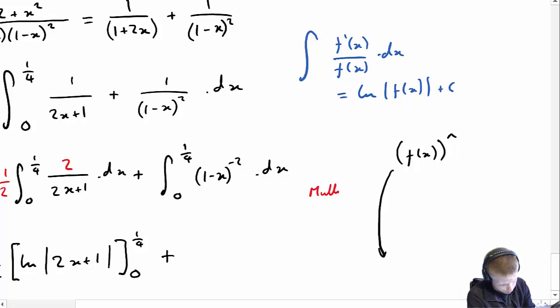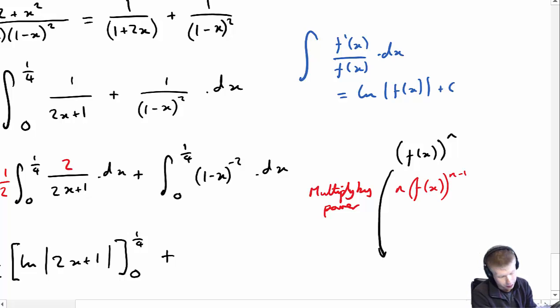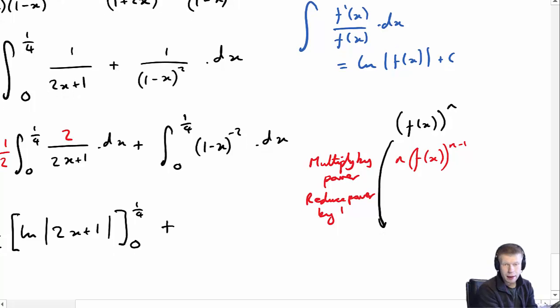So multiply by power, okay? Then I reduce that power by 1. So n basically comes down, okay? And then that's left with f of x, okay? But no longer to the power of n, it's to the power of n minus 1. So reduce power by 1. It's just a chain rule, remember?